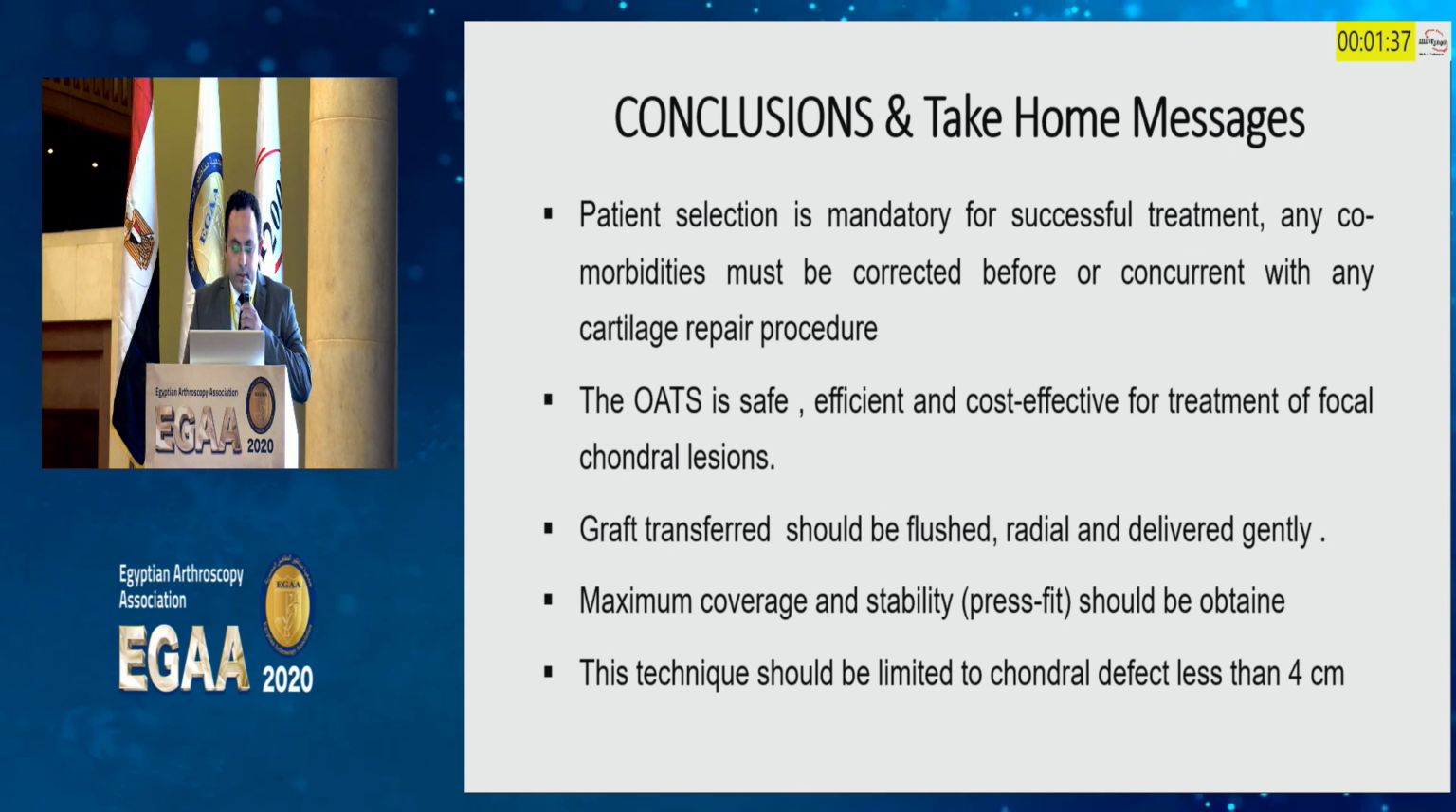In conclusion, patient selection is mandatory for successful treatment. Any comorbidities should be addressed or corrected before or concurrent with any cartilage repair procedure. The OATS is safe, efficient, and cost-effective for treatment of focal chondral lesions. The graft transferred should be flush and delivered gently. Maximum coverage and stability in a press-fit fashion should be obtained. This technique should be limited to chondral defects less than 4 centimeters.